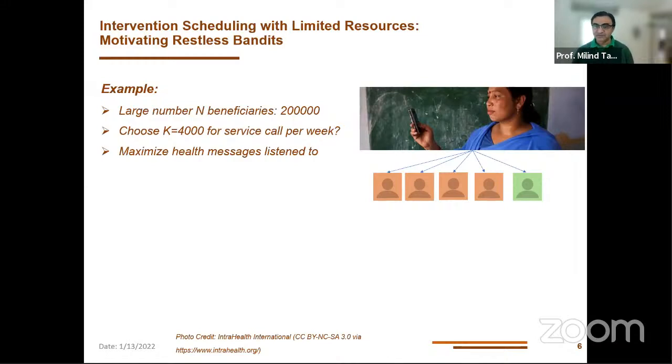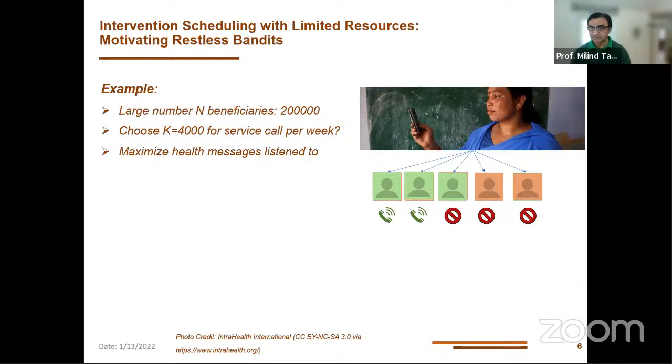Imagine there's a health worker. She has 5 mothers under her care in this case. 4 of them, shown in red, have not listened to a voice message from M-Mitra. 1 has, which is shown in green. This health worker now can only call 2 mothers in this example per week. Supposing she decides to call the first 2, this turns out to be a good choice because these 2 mothers turned to green. There's another mother who also turned to green.